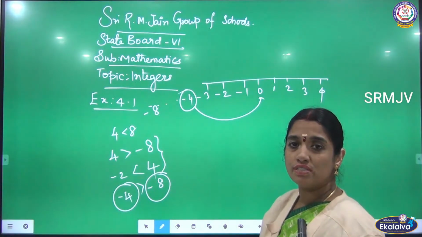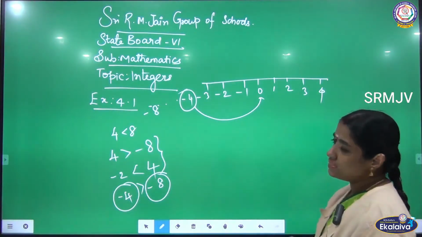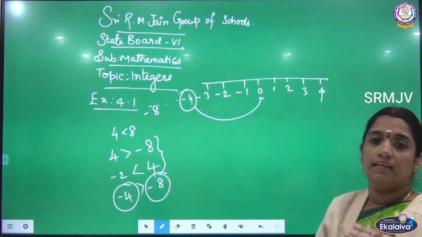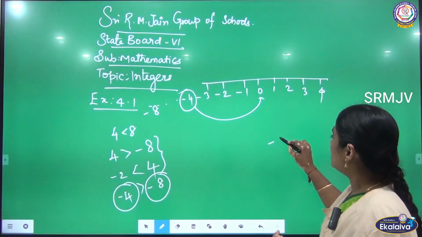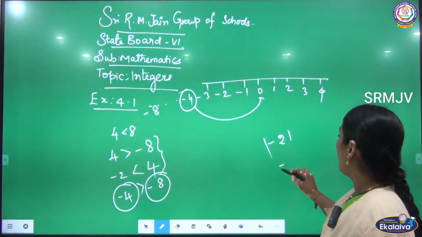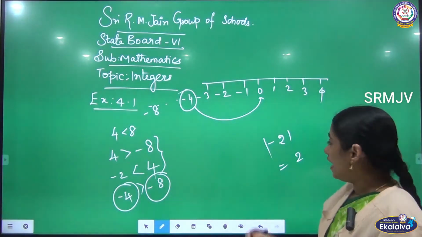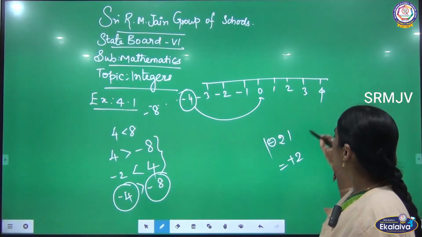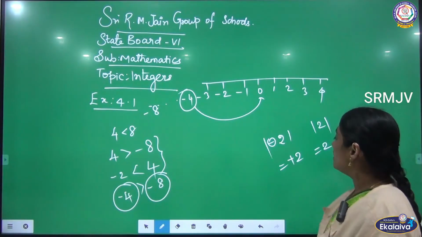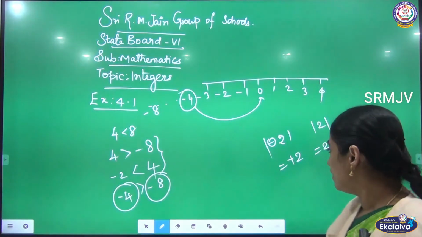Can you understand the concept children? Now absolute value. What does absolute value mean? In the absolute value, if suppose minus 2, if I am going to write it in absolute value, the number never changes, only the sign changes. If negative, it becomes plus. Suppose plus 2 absolute value, what is that answer? 2. So there is no negative value in the absolute. Is it clear children?